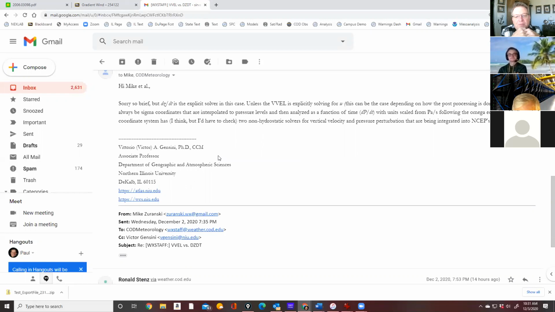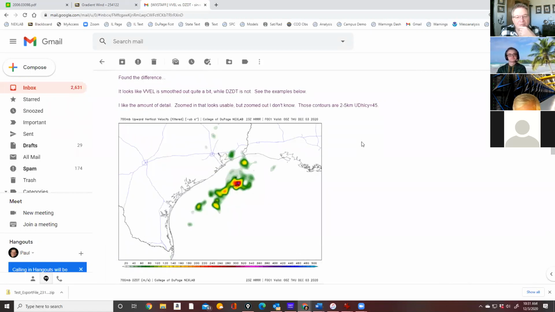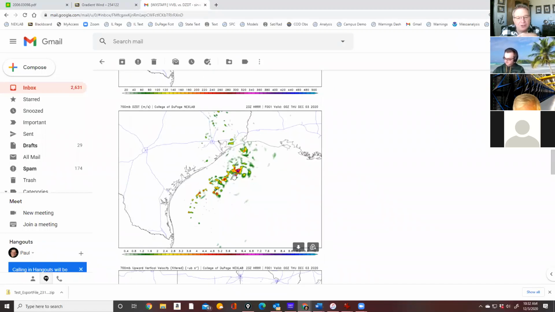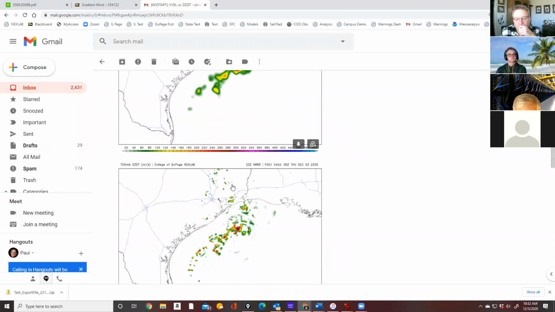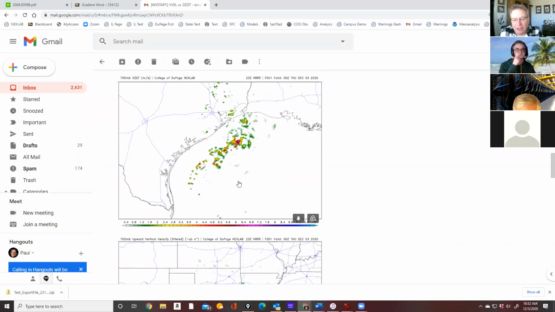FV3's vertical coordinate system, hydrostatic solvers for vertical velocity, and the pressure perturbation are being integrated into NCEP's UPP code. And so when we look at what it looks like, here's your upward vertical velocity in microbars per second, and they're using all these huge numbers. But now we put it into meters per second, and it looks the same. It's a better, higher resolution. And these are all meters per second.